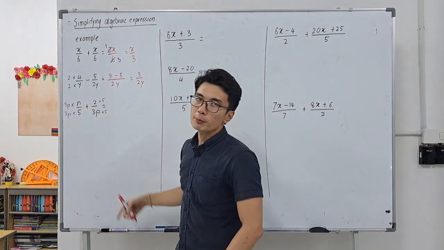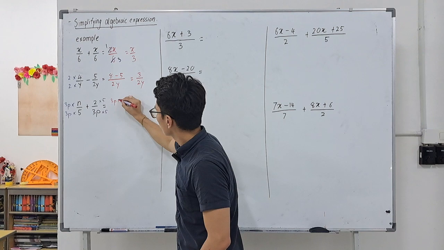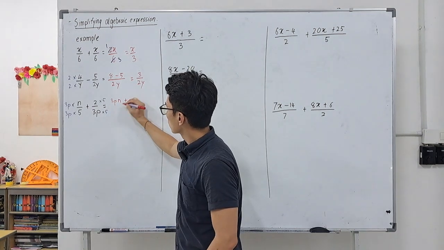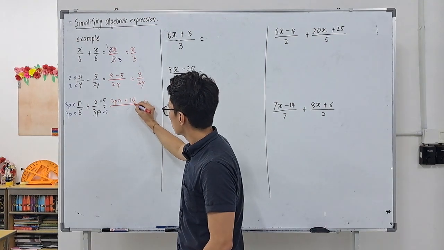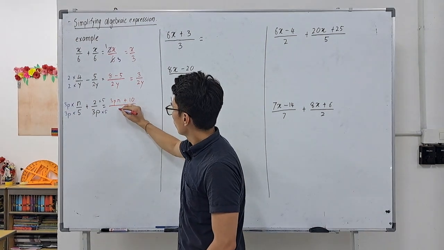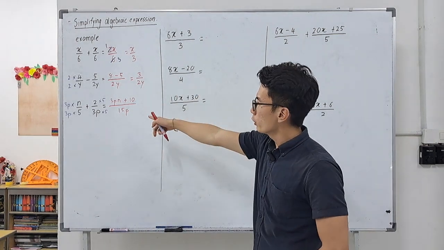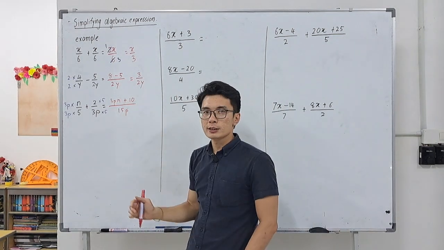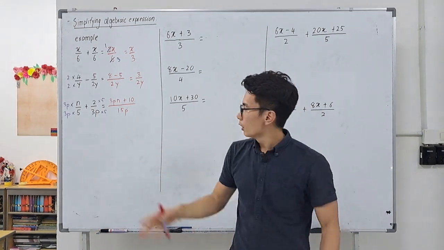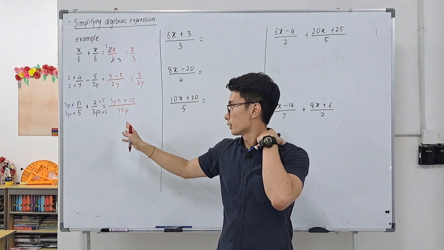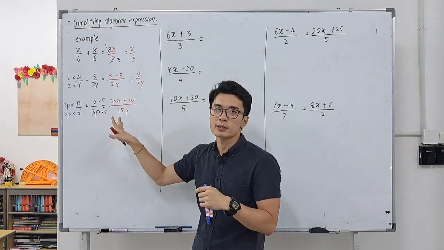So 3p multiplied by n gives me 3pn, plus 2 times 5, that will give me 10. And everything over 15p. Okay? Now, if we look at the fraction now, is there anything else I can simplify? There's none already. Okay? If there's none, that's my answer. There's nothing else I can do over here already. So that is my answer already. Okay?